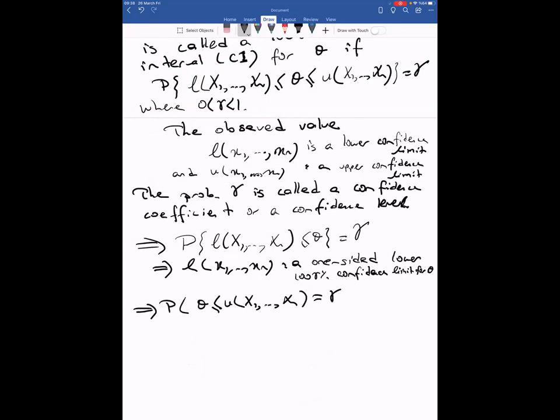Let's say delta. So this means that U with the lowercase x's, so with the numbers, will be a one-sided upper 100 delta percent confidence limit for theta. Okay, so these are the proper definitions.